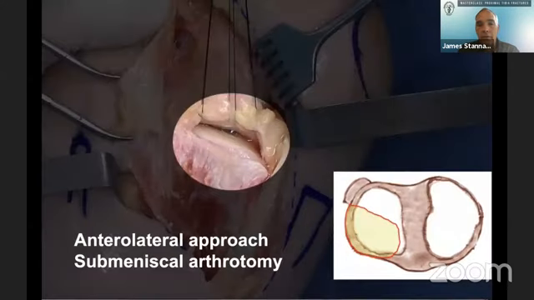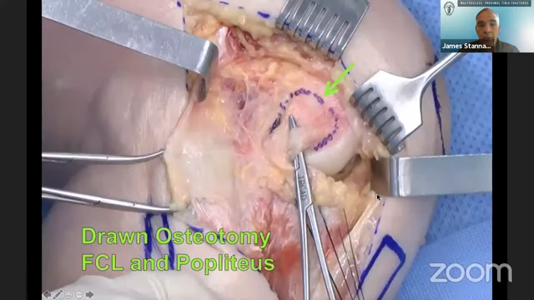So this shows you, if you just do the anterior lateral approach and a submeniscal arthrotomy, what you can view. And you can see about 2/3 of the surface, but you cannot see this back area.